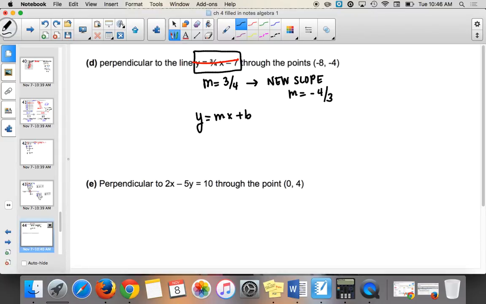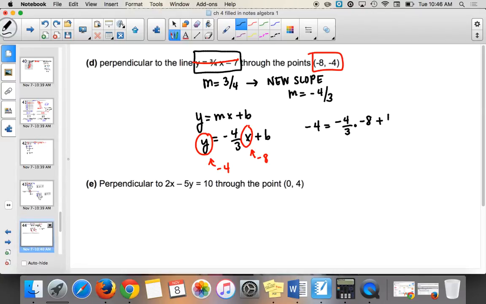All right, so now we temporarily plug in for x and y. Well, let me put the m in. So we have -4/3 x plus b. So we temporarily plug in x equals -8 and y equals -4 from this point. I know I said points, through the points. Okay, so I get -4 equals -4/3 times -8. Oh, this was not nice of me. Plus b. We're going to go with it.